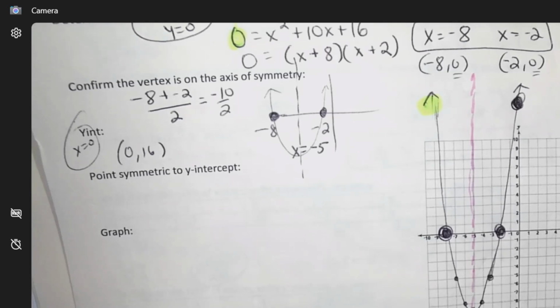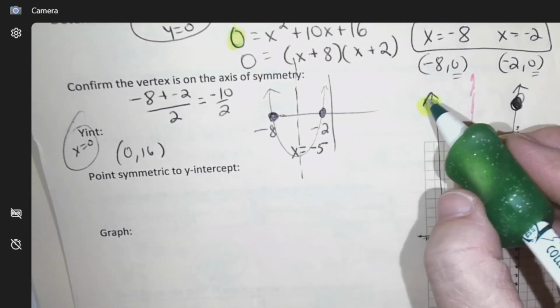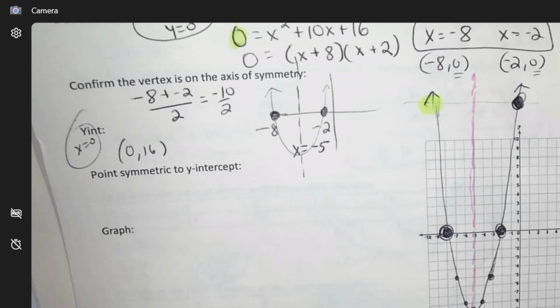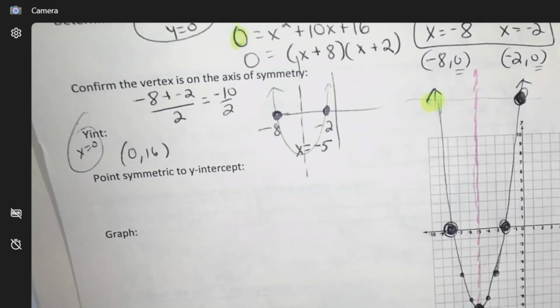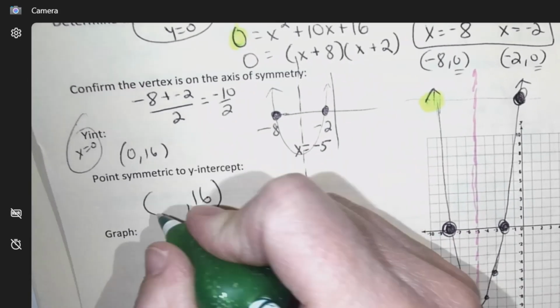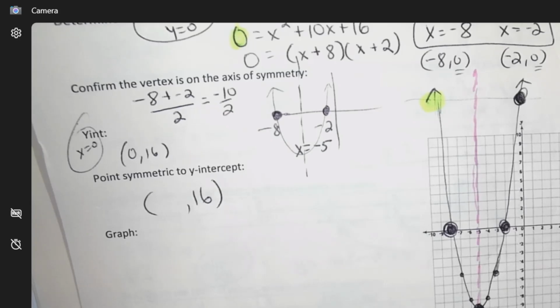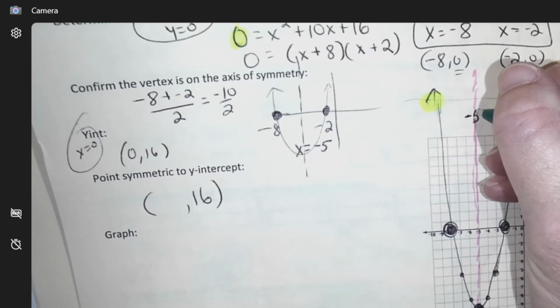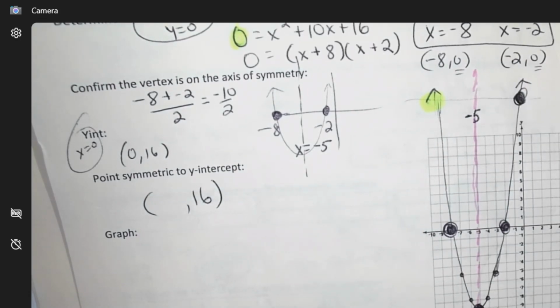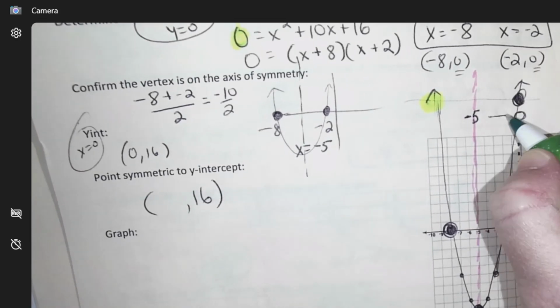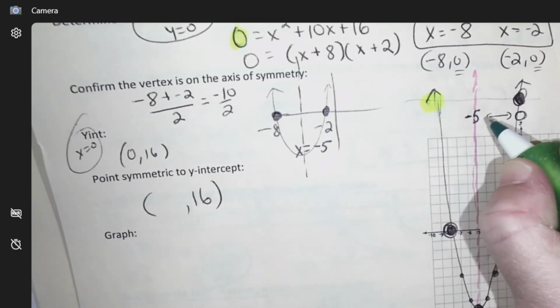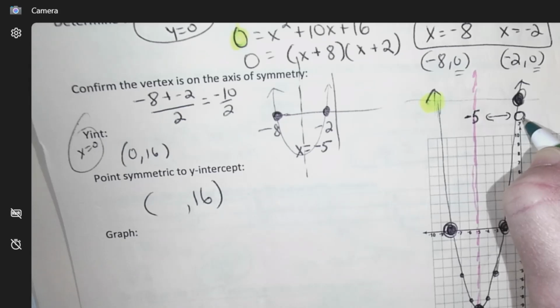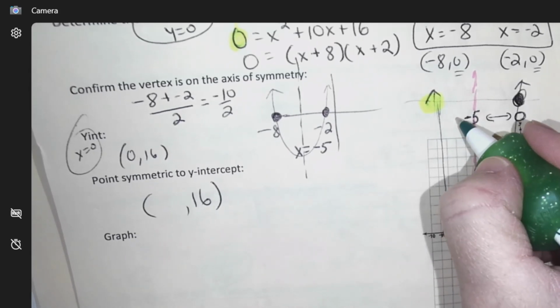So for me, the easy thing right now to think about is these coordinates, would you agree they have the same height as each other? So I'm going to go 16 as a height. So this right in the middle had a -5 as an x value. And this is at an x value of 0.